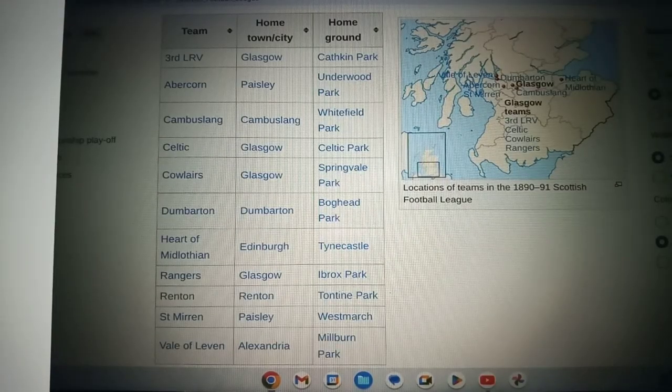These were the clubs that first entered. So you've got the 3rd Lanark Rifle Volunteers, who will be looked at as the 3rd LRV. They were based in Glasgow. You had Abercorn from Paisley, Cambuslang from the Cambuslang area, Celtic from Glasgow, Cowlairs from Glasgow, Dumbarton from Dumbarton, Heart of Midlothian from the capital Edinburgh, Rangers from Glasgow, Renton from the town of Renton, St Mirren from Paisley, and the Vale of Leven from Alexandria.